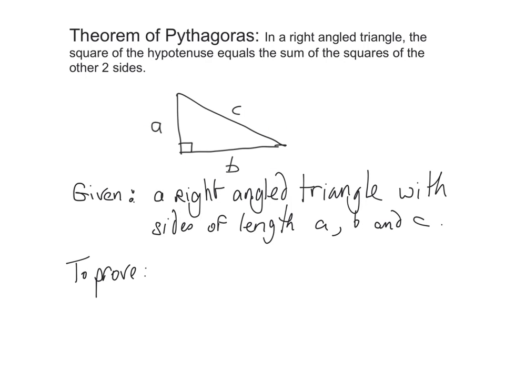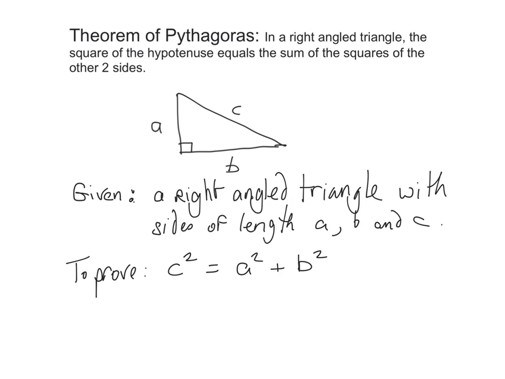Next we write in what we have to prove. Well, that's simply the mathematical version of this sentence. So this tells us that the square of the hypotenuse equals the sum of the squares of the other two sides. So how would we write that in maths? We'd say c squared, the hypotenuse squared, is equal to a squared plus b squared.